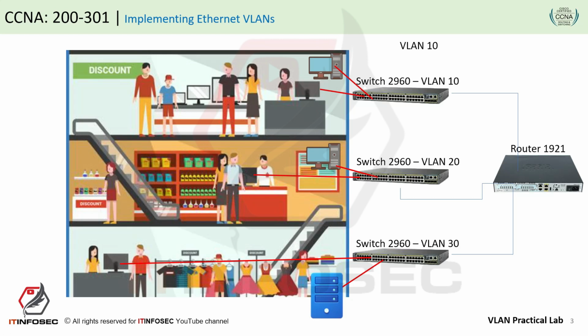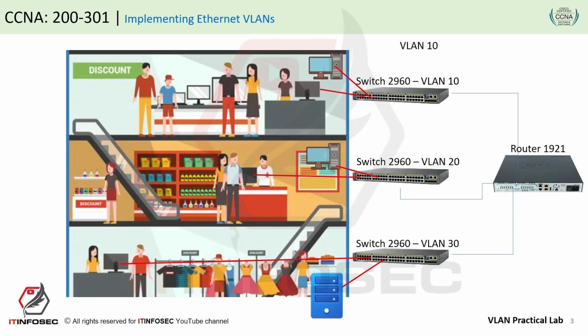Well, to network this building, we placed layer 2 Cisco switches, like this 2960 model, on each floor, and we also need a router to connect these switches and naturally the floor systems. Because if you remember, I said that layer 2 switches cannot connect VLANs with different names to each other.